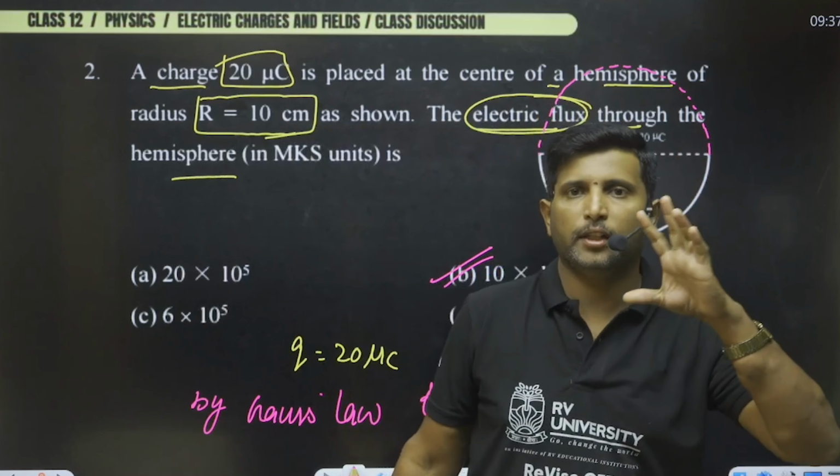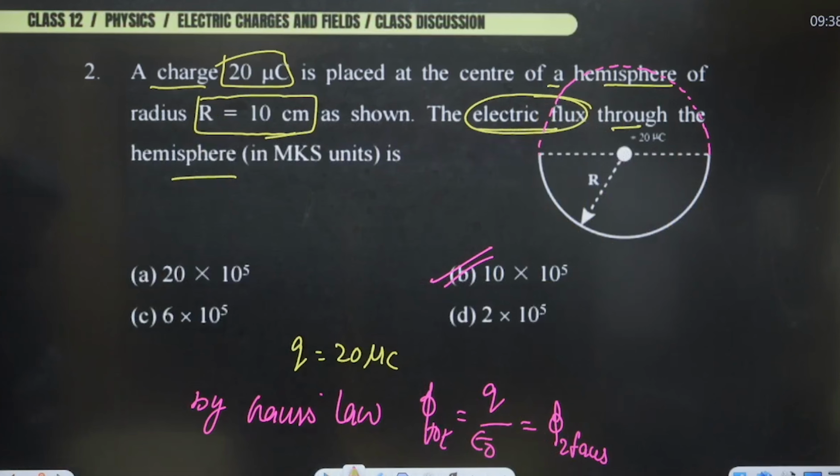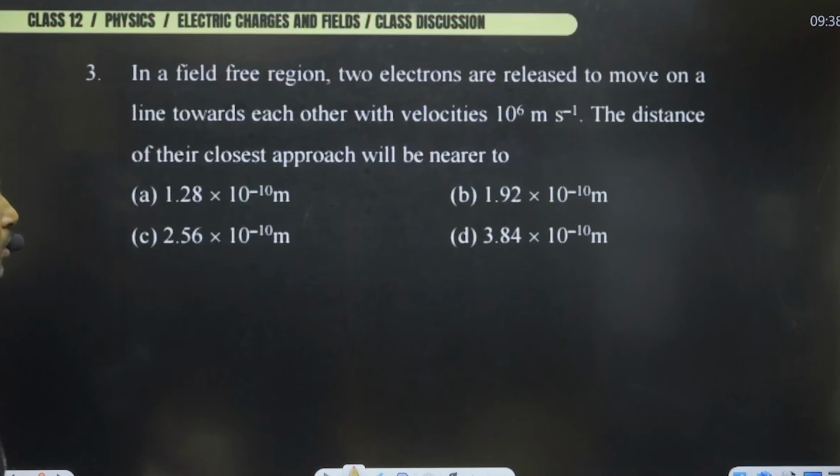In order to apply the Gauss law, we must require a closed surface. Okay. So similarly, let us see the next question. What they have given to you.